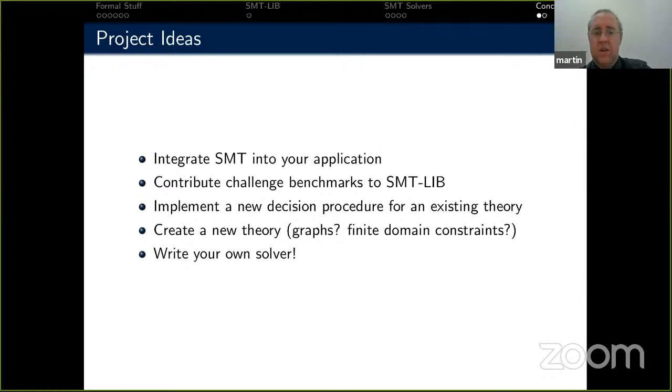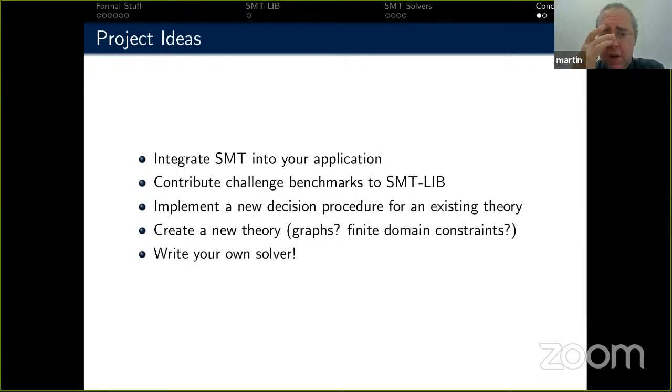To go from scratch to a new decision procedure, you can just take the solvers off the shelf, and many of them are very straightforward to modify. So yeah, this is a project idea. I'm always happy to talk to people about that.